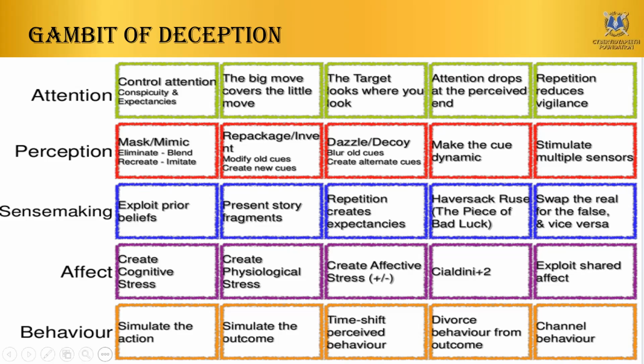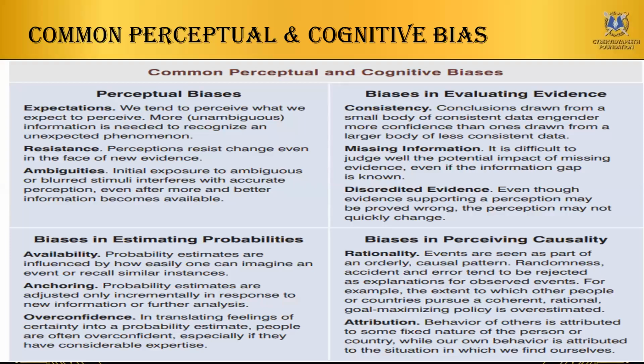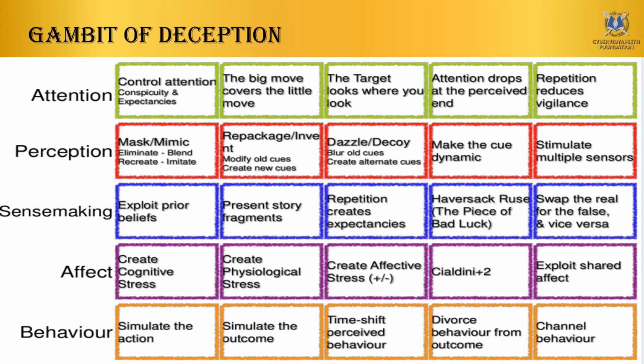And when you look into the behavior: simulate the actions, simulate the outcome, time shift perceived behavior, finally divert behavior from the outcome, and the last one is channel the behavior. This is a very interesting piece from CIA books, which is used for the deception capability of their team. I have taken it from a book. It will be good to really read and understand it. I have a full 5-day, 80-hour session dedicated to this topic.